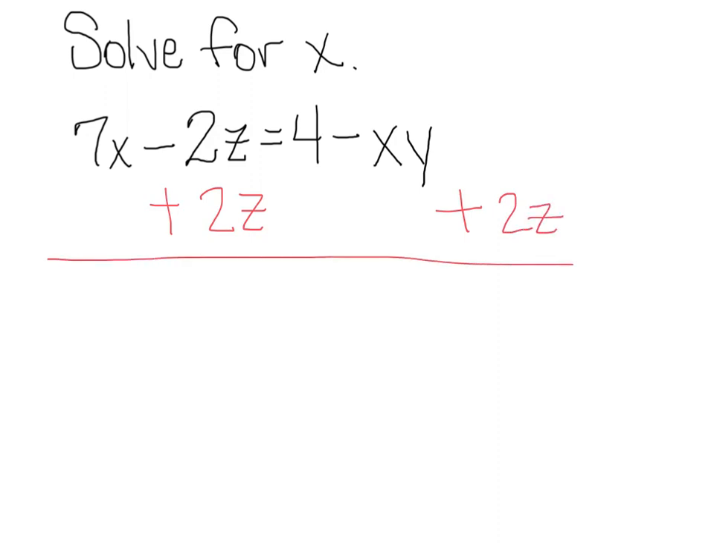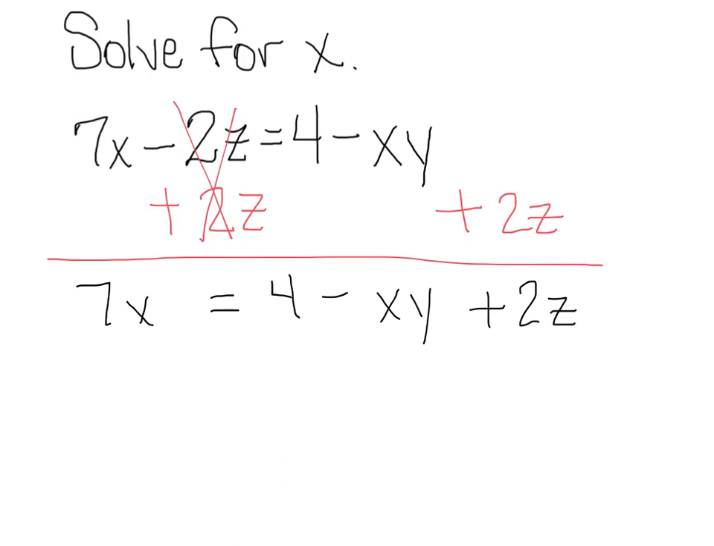Now remember in the previous problem why I put that out from under everything else. There's no like term, and I don't want to get mixed up and try to combine something that is not like. So my 2z is gone, and now I have 7x equals 4 minus xy plus 2z. Okay, now I got to get that minus xy, opposite of subtraction, addition.